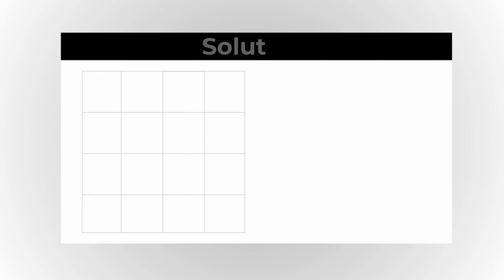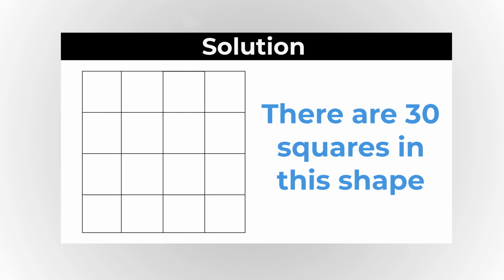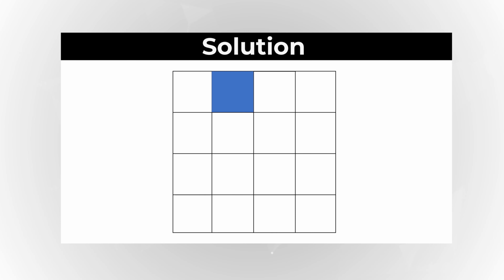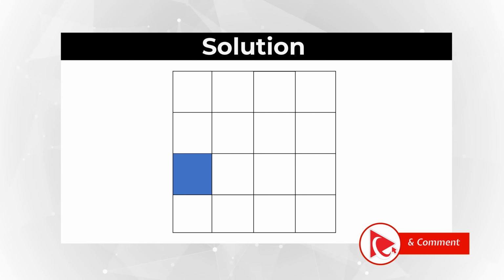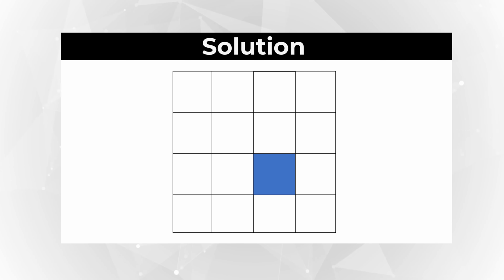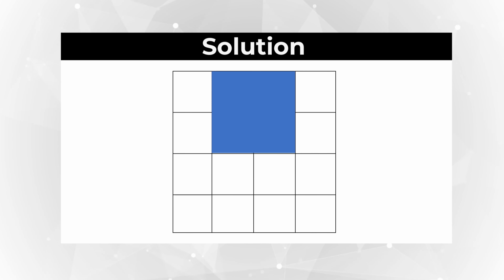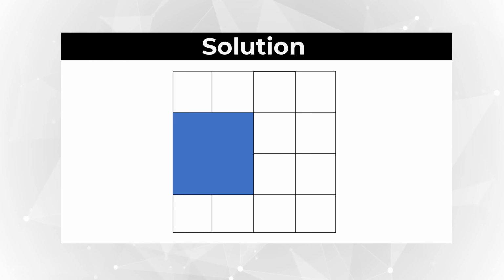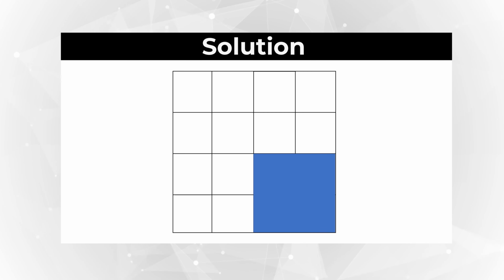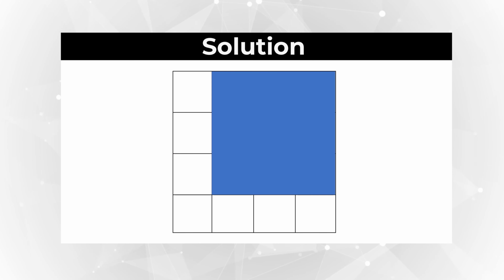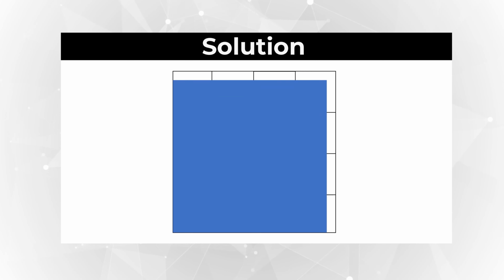I couldn't believe it, but I counted 30 squares in this picture. Let me show them all to you. 1, 2, 3, 4, 5, 6, 7, 8, 9, 10, 11, 12, 13, 14, 15, 16, 17, 18, 19, 20, 21, 22, 23, 24, 25, 26, 27, 28, 29, and 30.